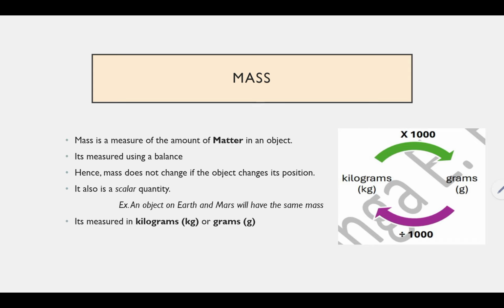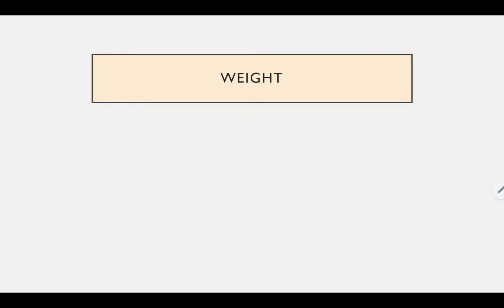You must be able to convert kilograms to grams and vice versa. Always when we're converting from the large number to the small number, or from a large quantity to a small quantity, we always multiply. So from kilograms to grams, we multiply by 1,000. On the other hand, from grams to kilograms, we divide by 1,000.